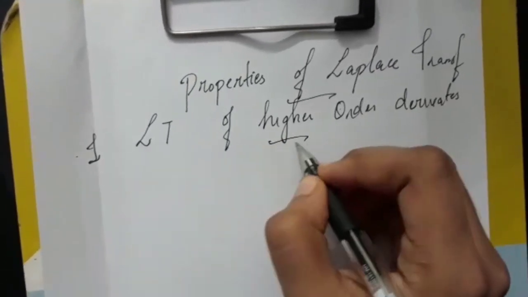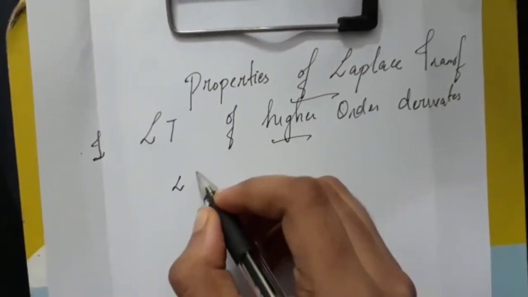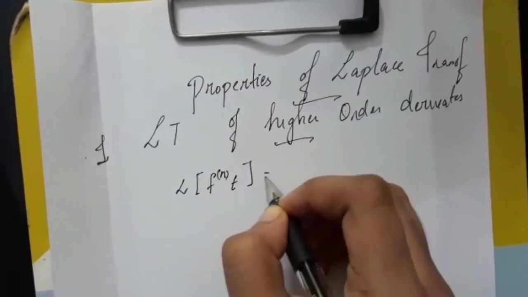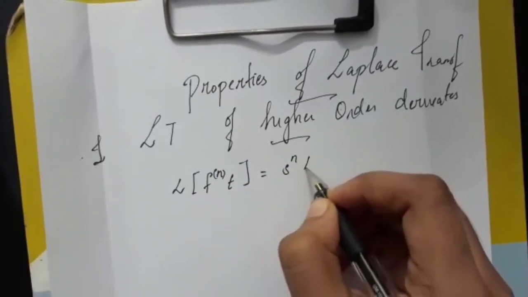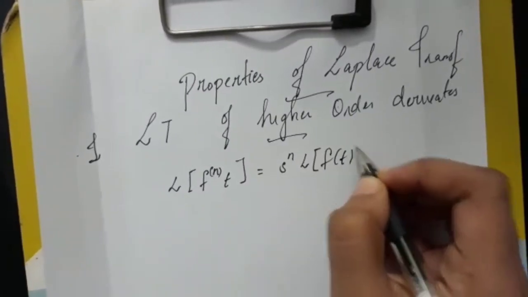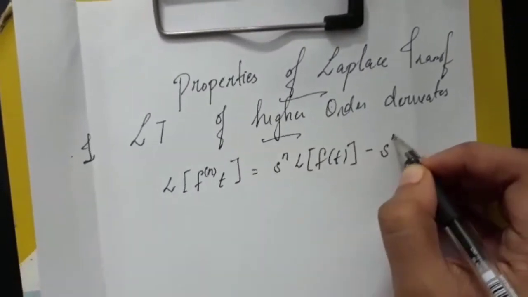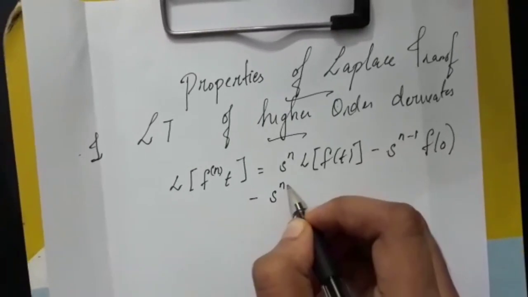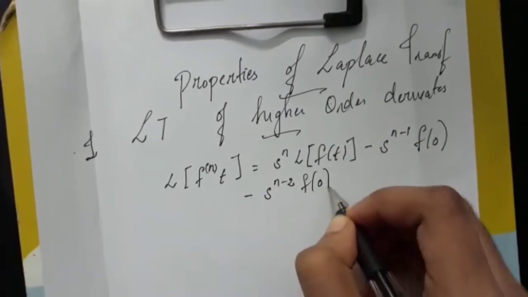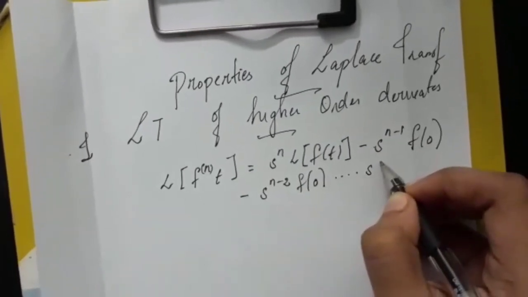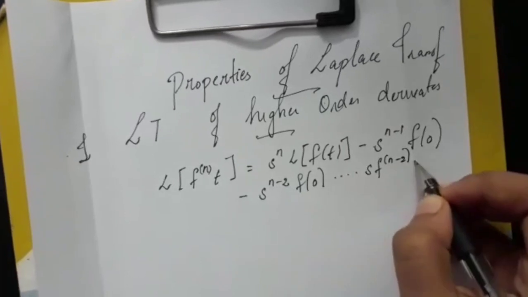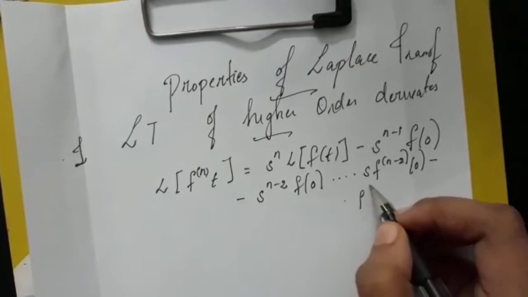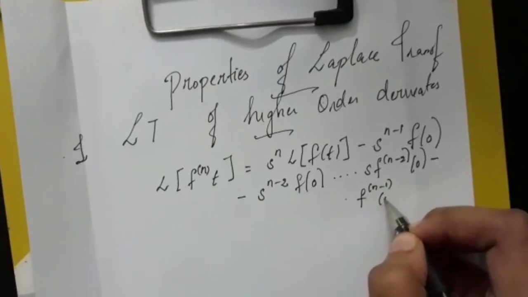That is Laplace transform of higher order derivative is L of nth derivative of f of t is equal to s raised to n L of f of t minus s raised to n minus 1 f of 0 minus s raised to n minus 2 f dash of 0 up to s raised to n minus 2 derivative of f of 0 minus n minus 1 derivative of f of 0.